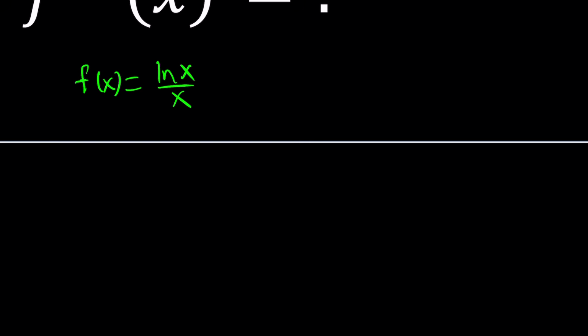Anyways, to be able to find the inverse of a function, in general, this is what we do. First, we replace f of x with y. So now we can write it as y equals ln x over x. And then we're going to switch x and y. You can do this in two different ways. You can switch x and y and then solve for y, or you can solve for x and then switch x and y. It's the same idea.